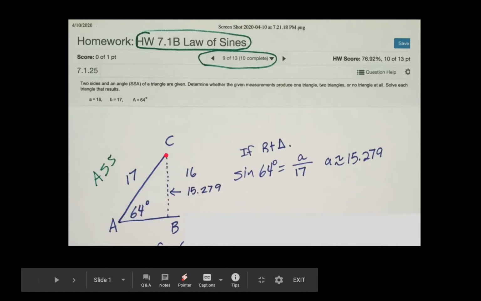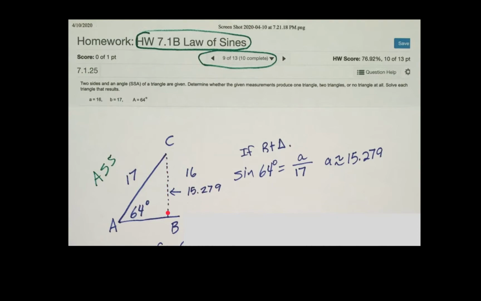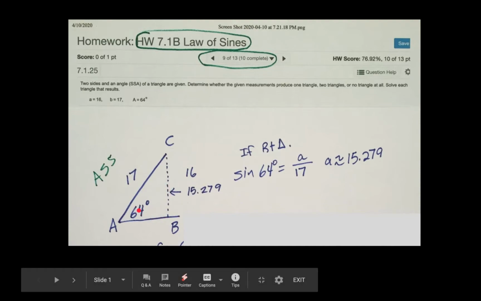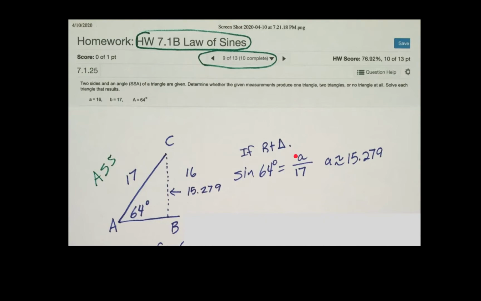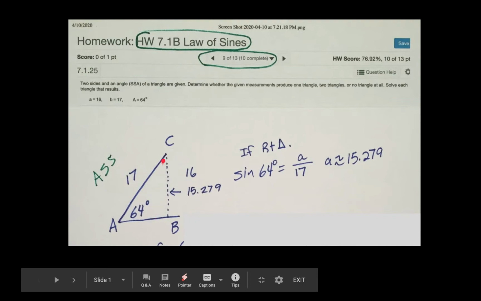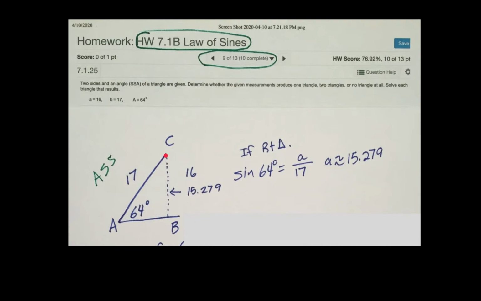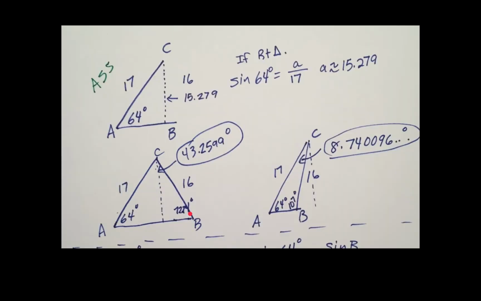Since this is side A and angle A, that puts the 16 over here. Now we've got to verify the length of this side. So if I pretend this is a right triangle, sine of 64 degrees is equal to side opposite, which I'll use A, over 17, which is about 15. That's good news and bad news. The good news is 16 is long enough to reach the bottom, but it could be swung on the inside of this perpendicular to the horizontal, or it could be on the outside. So we actually have these two possibilities.